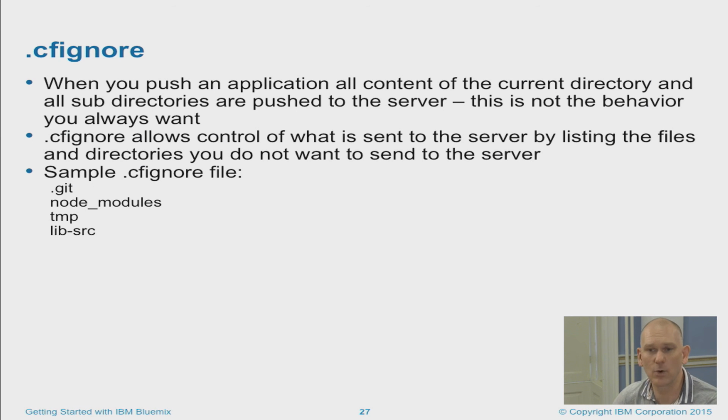So .cfignore allows you to specify files and directories to omit from that process. So by putting a file or a directory name into this file, you can stop those being sent to Bluemix. The .cfignore and the manifest.yml file should exist in the home directory from where you run cf push.